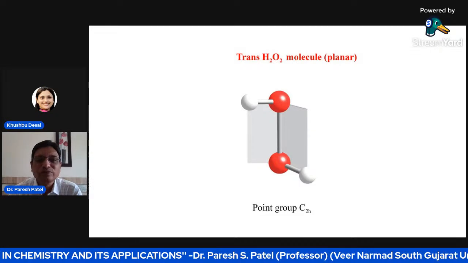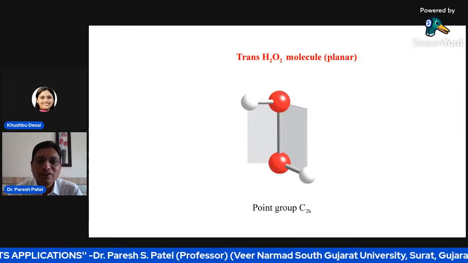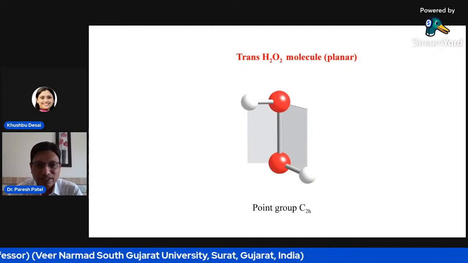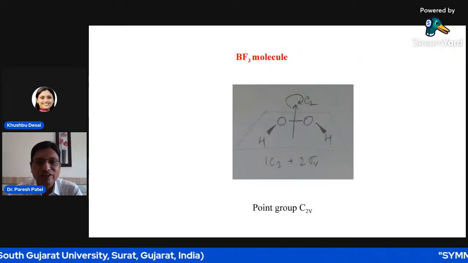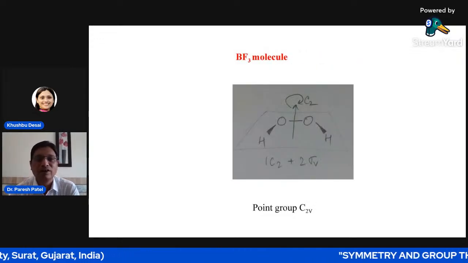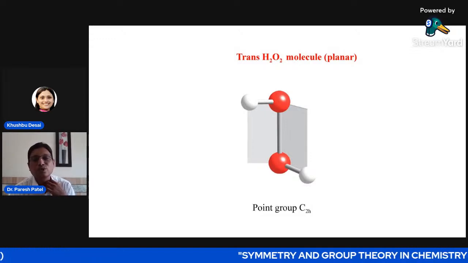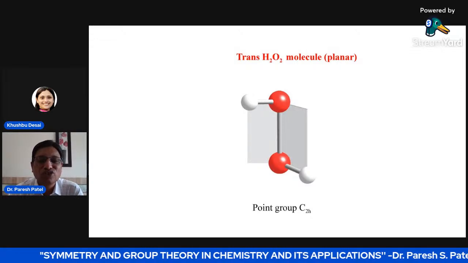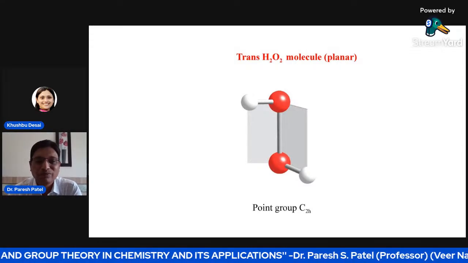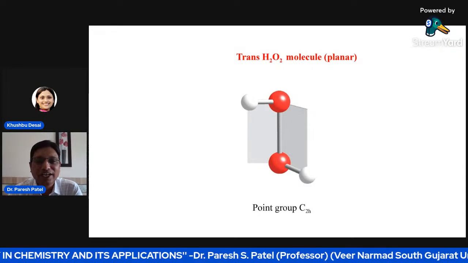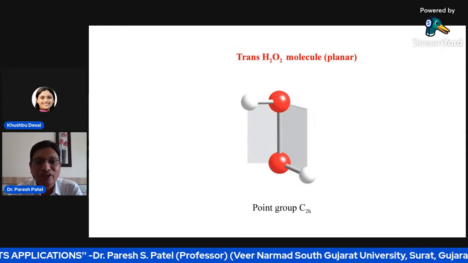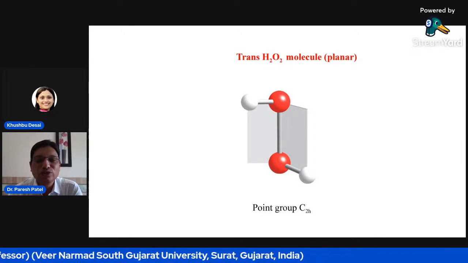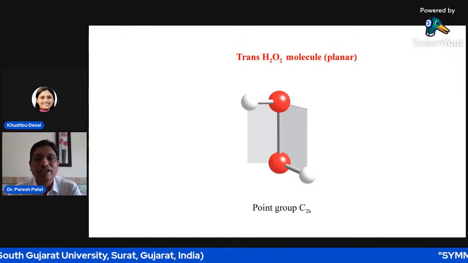This is a planar molecule, and symmetry elements E, sigma v, C2. Just a minute, please. Just previous slide, please. So here, this is planar, or we can say trans hydrogen peroxide. Symmetry elements are identity, C2 and sigma v. It means the point group that can be assigned to the trans hydrogen peroxide is C2v. Next molecule.